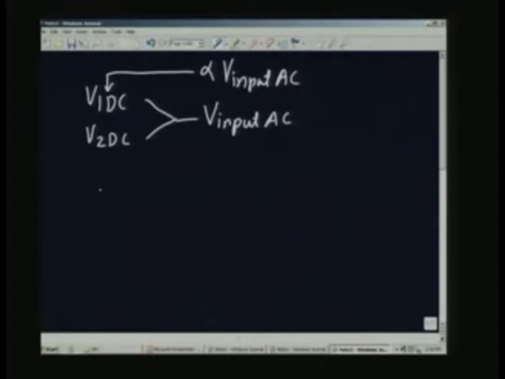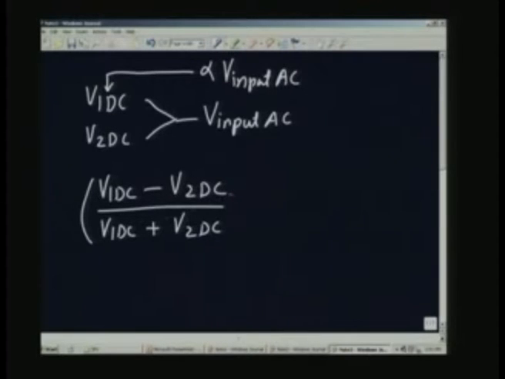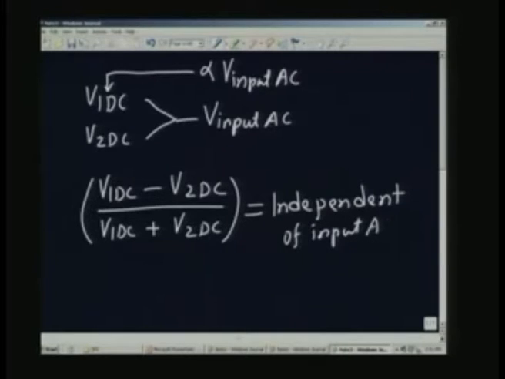So, if I do the following, if I take V1 DC minus V2 DC and divide by V1 DC plus V2 DC, if it is proportional to input AC signal, all these are going to increase by the same or decrease by the same fraction. Okay. So, you see that this is independent of input AC magnitude.